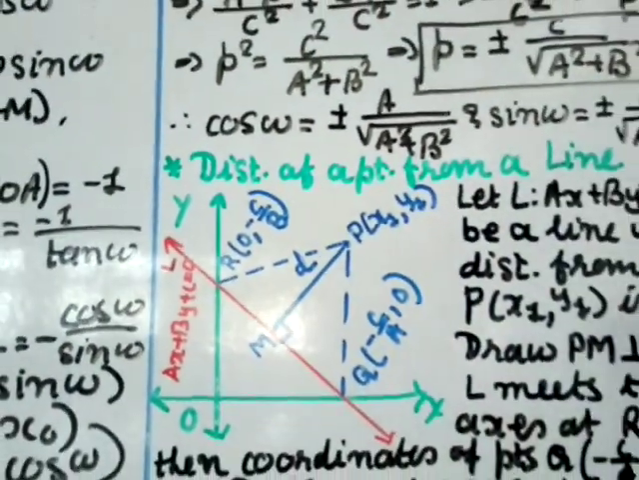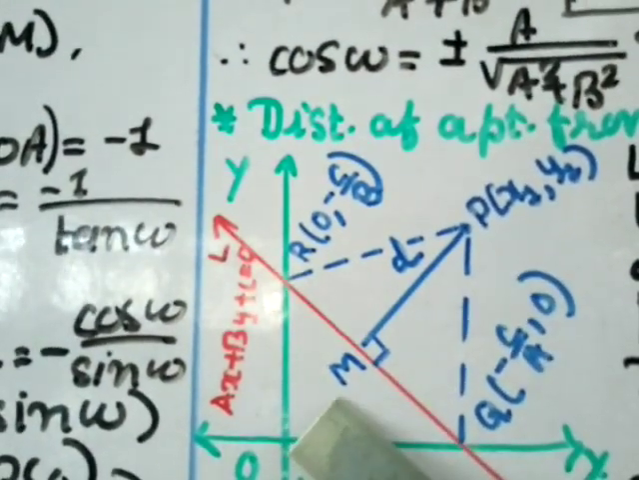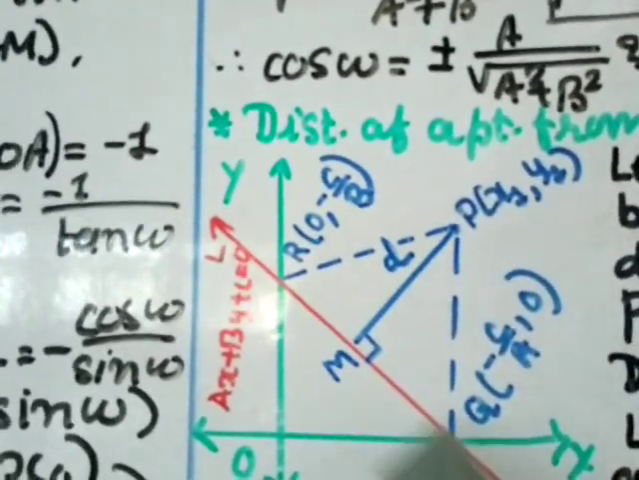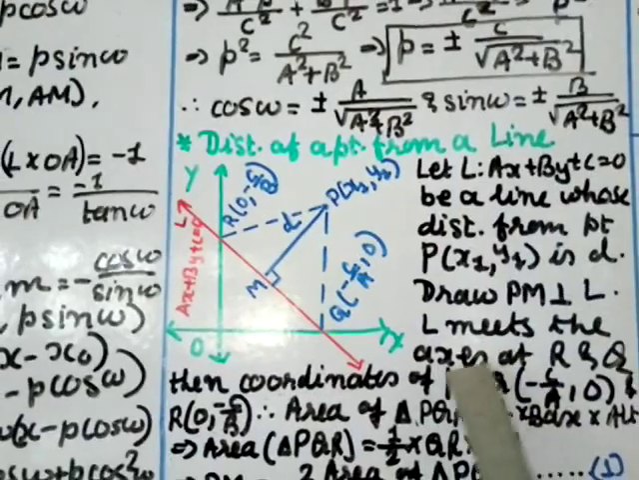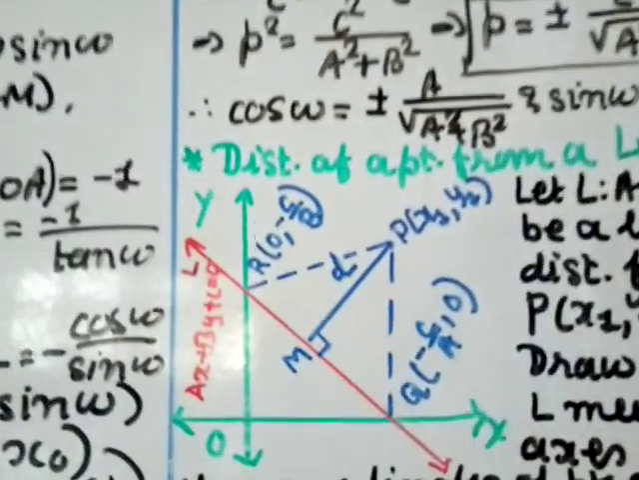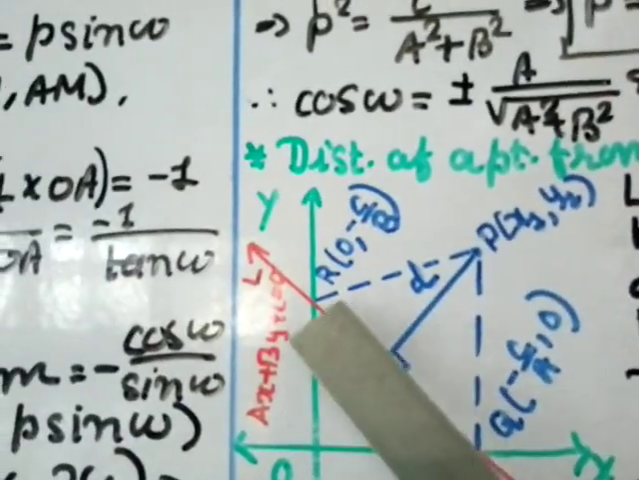Now draw PM perpendicular to L. From this P we are drawing a perpendicular onto this line. So this perpendicular is PM and this is the line L. So this is the distance we have to find, PM. L meets the axes at R and Q. So when you draw L, it intersects the x-axis at Q and the y-axis at R.